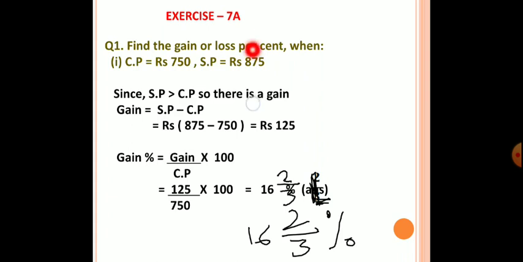Find the gain or loss percent when cost price is equal to 750 and selling price is equal to 875. Since the selling price is more than the cost price, it is considered to be a gain. So gain equals selling price minus cost price, that is rupees 875 minus 750 is equal to rupees 125. So gain percent equals gain divided by CP into 100, that is gain rupees 125 divided by cost price 750 into 100, that is equal to 16 2 by 3%.